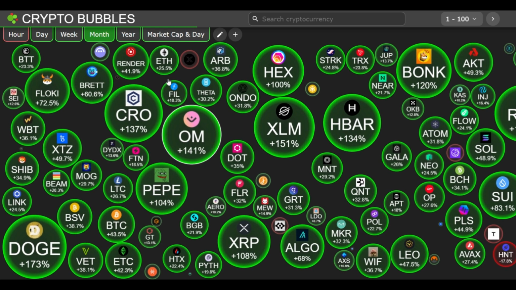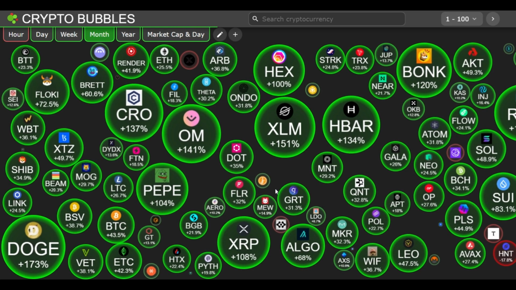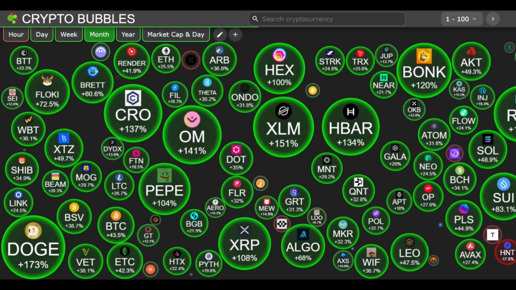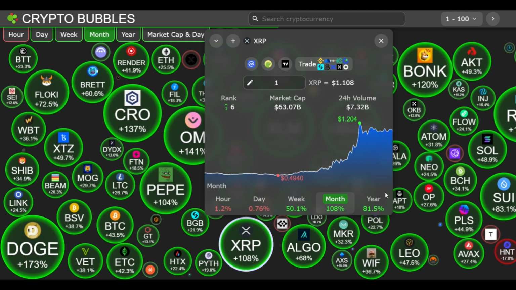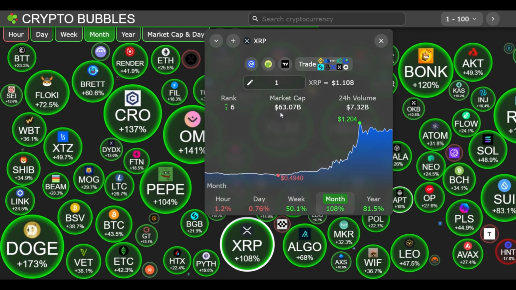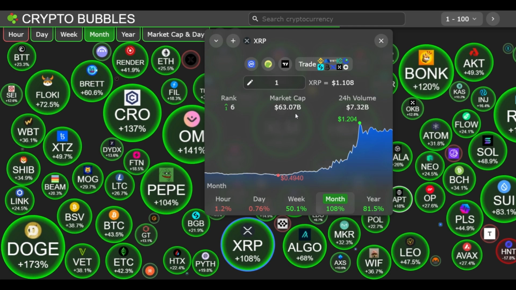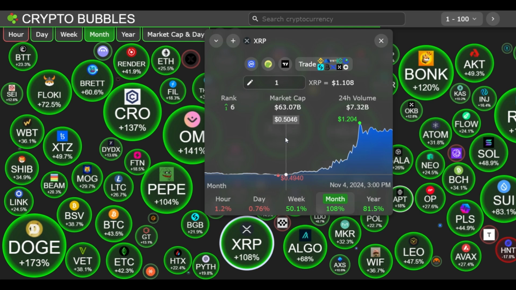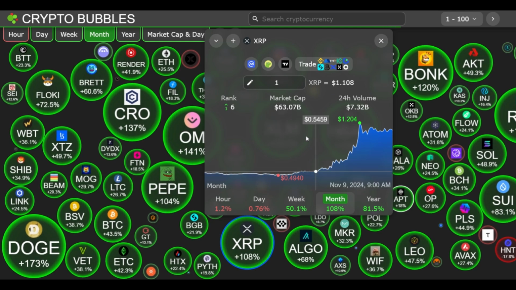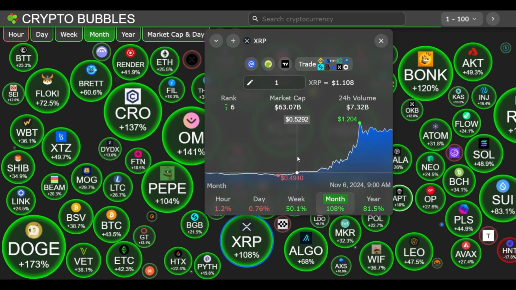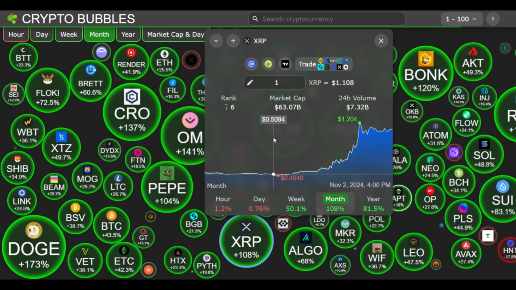Anyway, these are your top 1 through 100 coins in the world right now. That means by market cap, they are the biggest in the world. We just clicked on XRP here for a minute, and you can see XRP has a market cap of $63 billion. That is correct, $63 billion. XRP itself is larger than most of the companies sitting on the S&P 500. That is not even a joke.